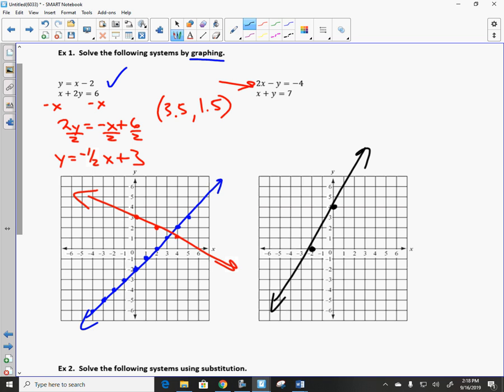Do the same thing for the next one. Cover up the x. What's the y? 7. Cover up the y. What's the x? What would you estimate to be the point of intersection?